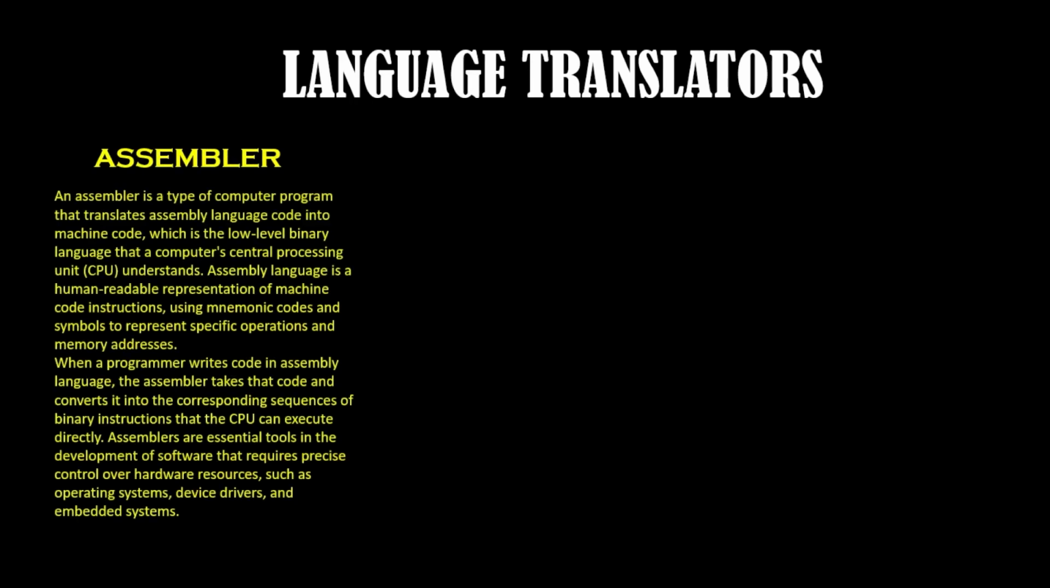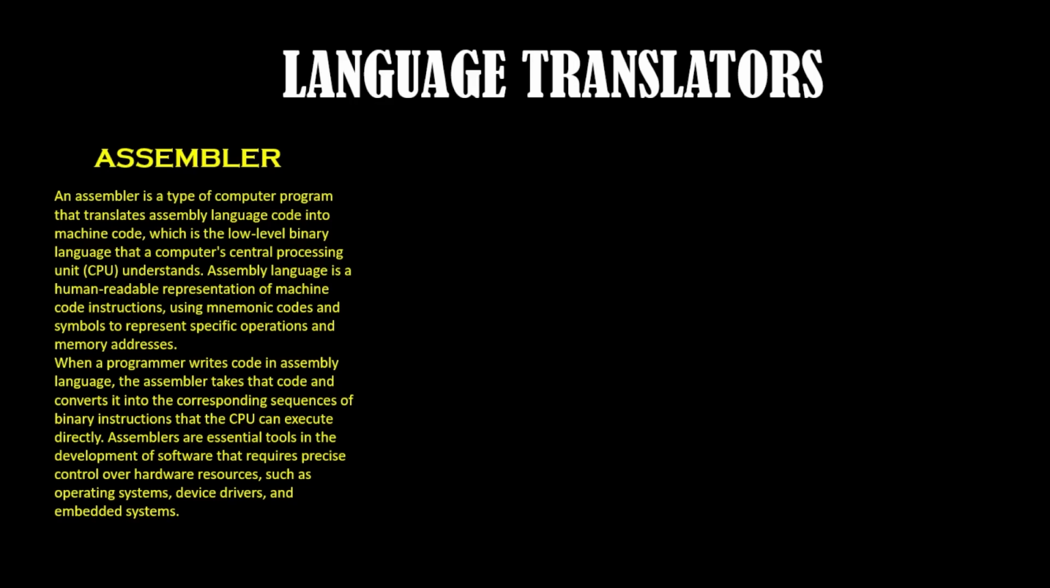A translator or programming language processor is a computer program that converts the programming instructions written in human convenient form into machine language codes that the computers understand and process. Assembler. An assembler is a type of computer program that translates assembly language code into machine code, which is the low-level binary language that a computer's central processing unit, CPU, understands.